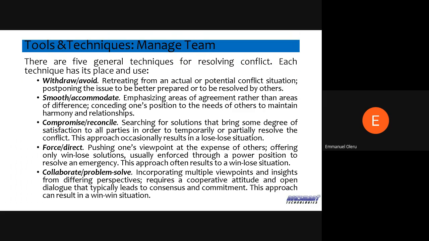Another one is smooth or accommodate, emphasizing areas of agreement rather than areas of difference, right? So you're showing people this is where we agree, let's focus on this, and then we can move ahead. Then compromise, looking for a place where this person is not 100% satisfied, that person is not 100% satisfied, but there's a place where we can come to where we at least have something, right? So more like a lose-lose, but we have a way forward, basically. Then force, where one person is pushing their point of view on the other people, and that's just majorly a win-lose situation, right? That's force.